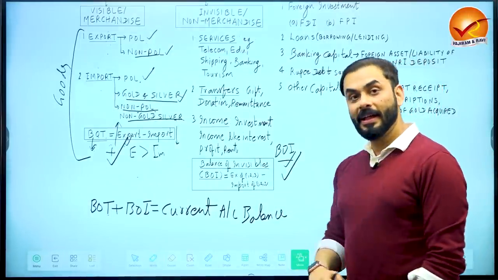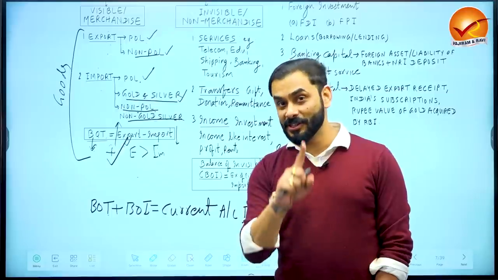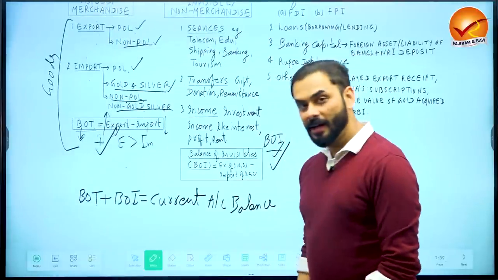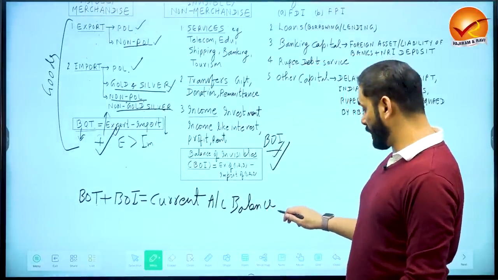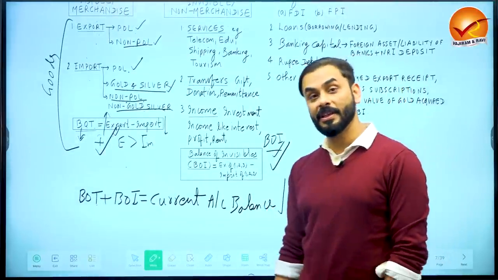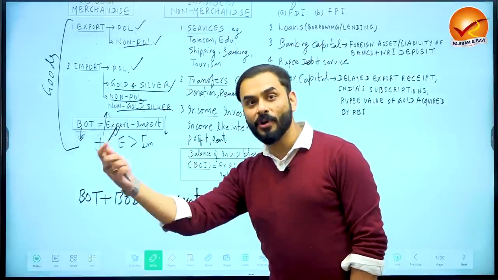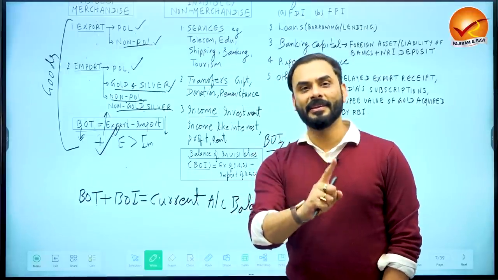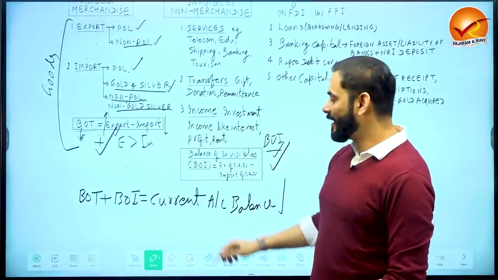Now in India, it has been typically observed, and this is what the economic survey says, that ideally our balance of current account should be very good. It should be positive, which means we should sell more and buy less. This is what should happen. But because of something, we are not able to do that. And what is that thing?